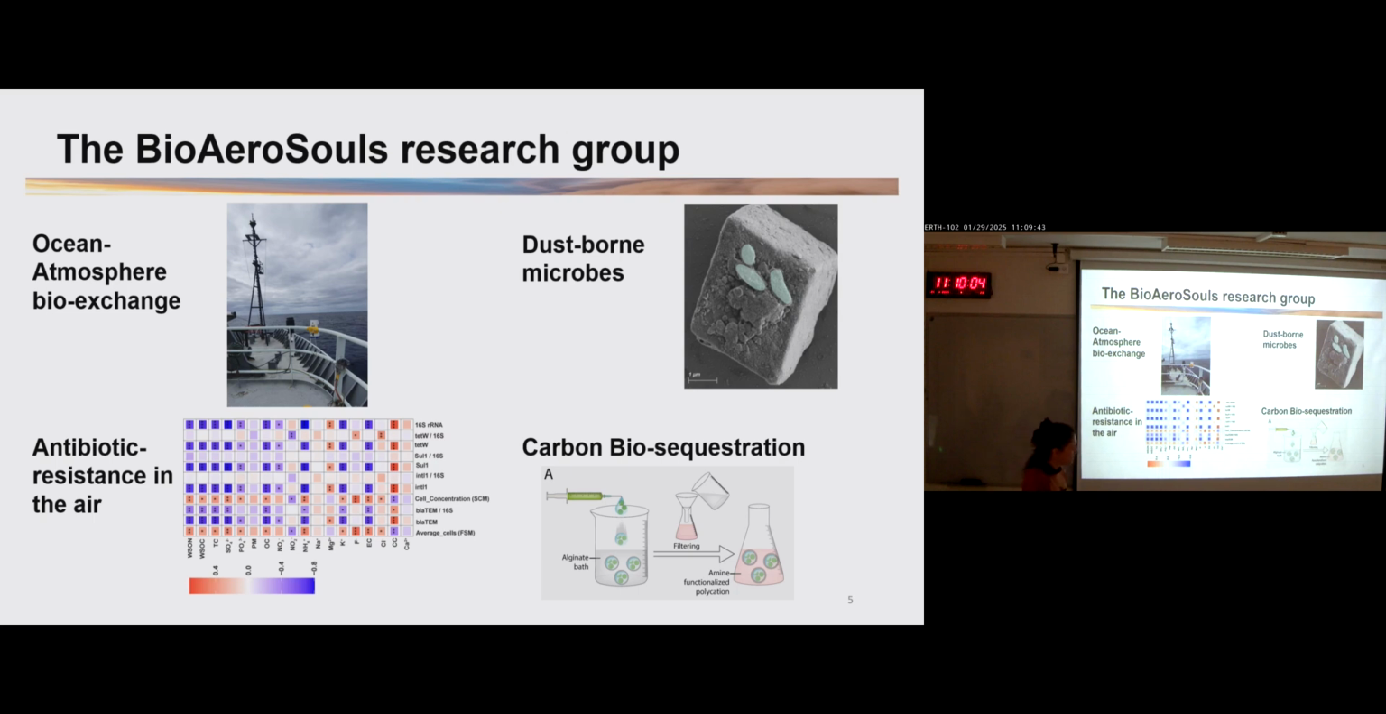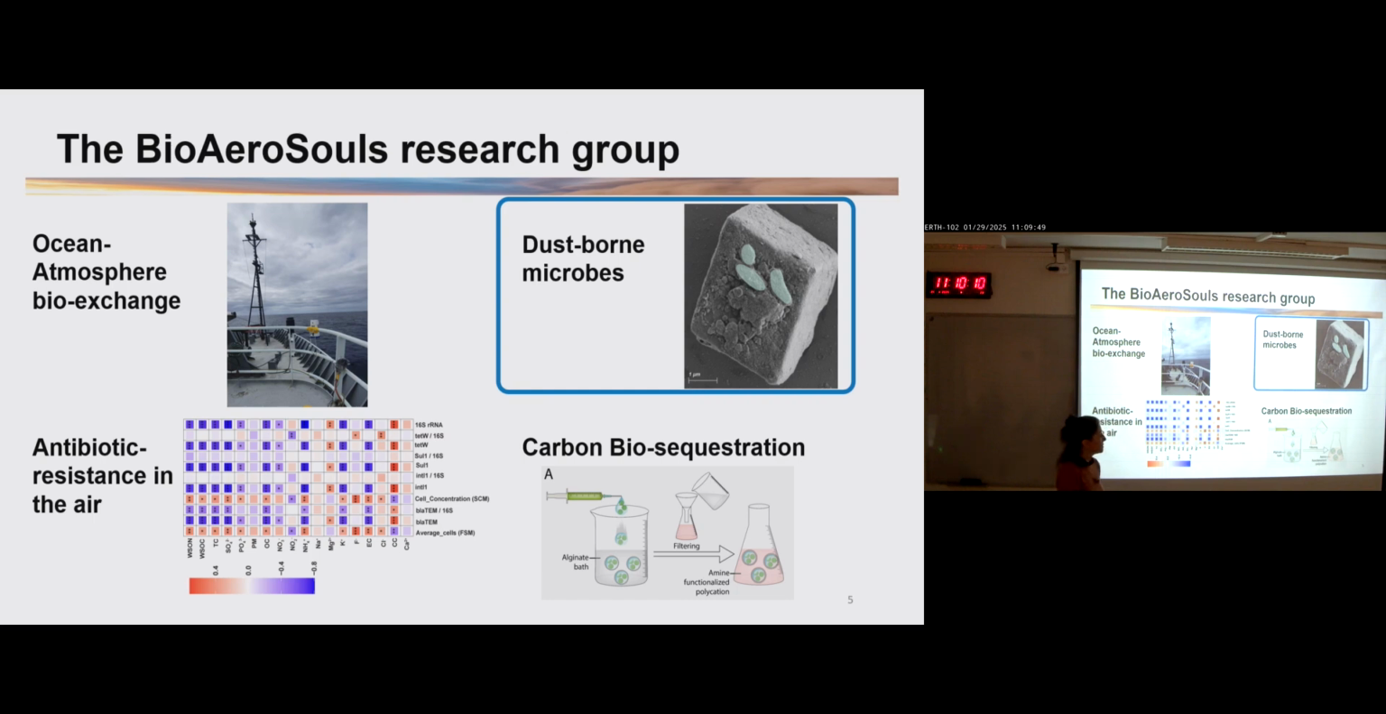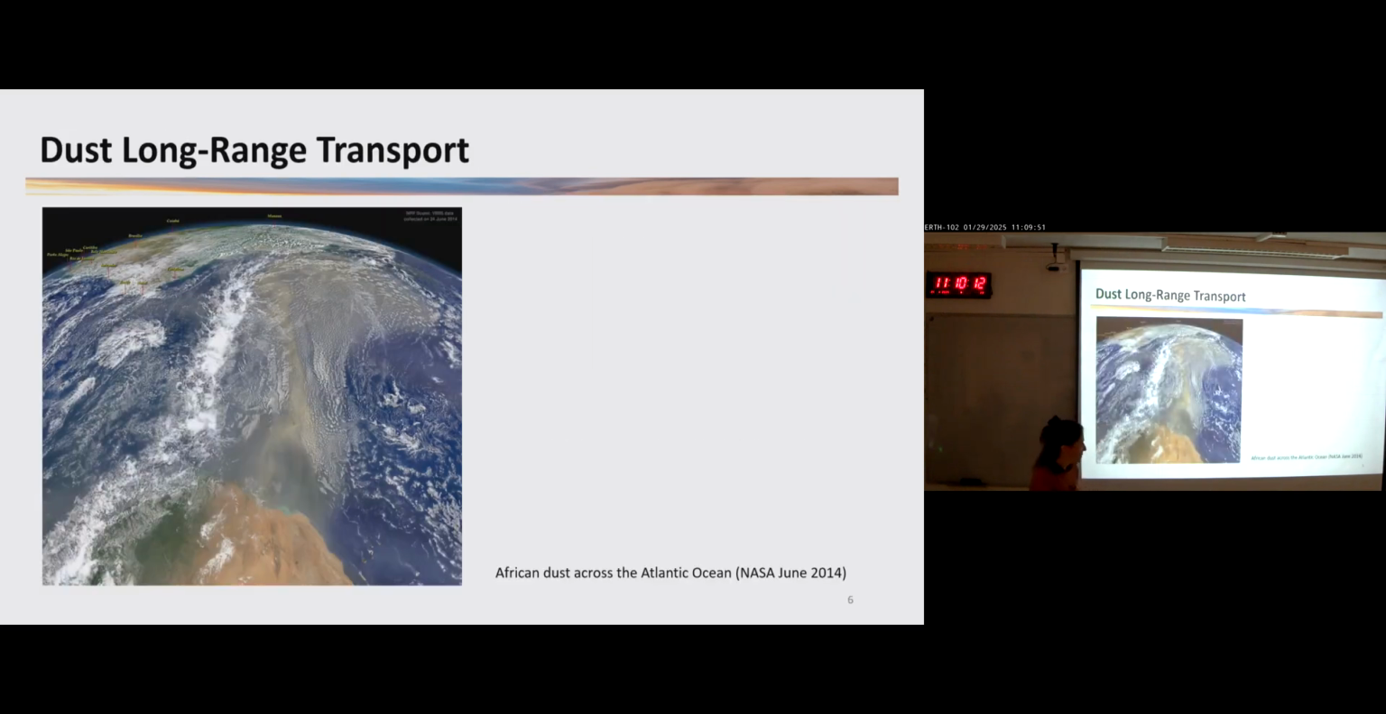And the study we highlight today is the dust-borne microbes, and this is what I want to show you today. So why dust? Probably this is something most of you know. Dust is a global transporting vector, really projected to increase with global changes. Crossing oceans, as you can see in this figure. I hope you can see this dust plume in the Atlantic.